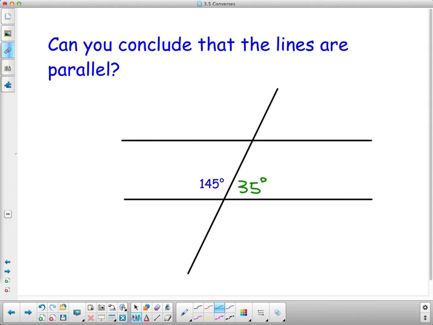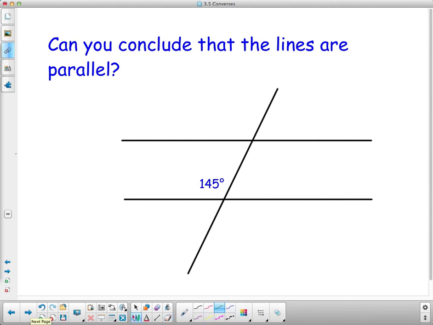Okay, I'm seeing some yeses and some nos, so we need to discuss this. Those that are saying yes, what's your support? Which converse theorem applies? That's where you're going to get stuck. This is a linear pair, and there wasn't a theorem that said if the linear pair is supplementary, then the lines are parallel. That should have been a no, because we don't know any angles at this intersection.